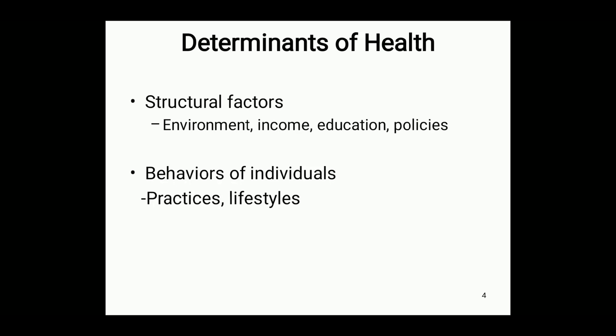Okay? So if an individual is living in an environment where there's a lot of violence, it is going to affect the health of the individual. If the individual does not have sufficient money, he or she will not be able to go to the hospital when ill in order to pay for service. When the policy in a particular environment is not healthy, it's going to affect the overall health of the individual. For example, if the individual lives in an environment where there is no policy that forbids smoking in public places, the individual becomes a second-hand smoker. So those are structural factors that determine health.